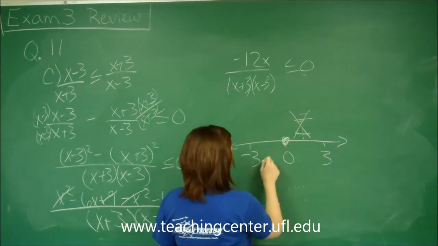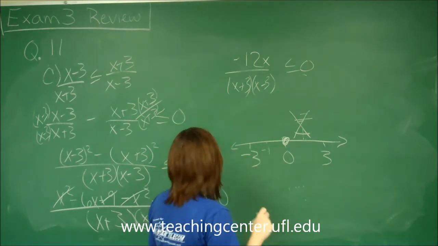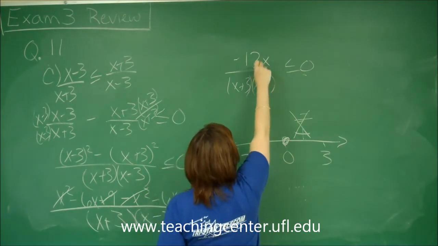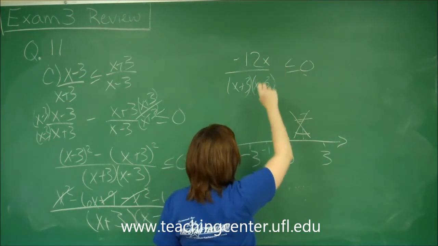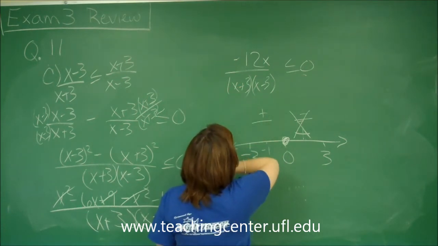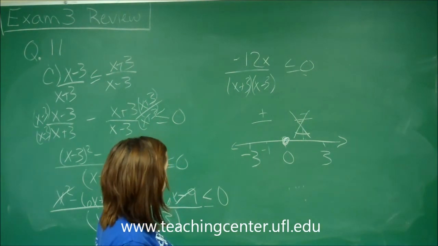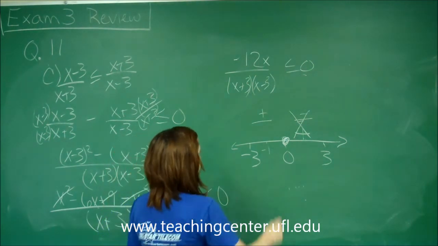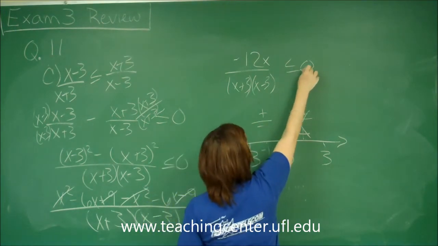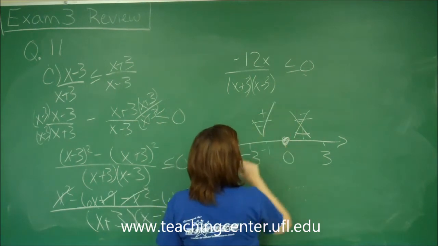And then if I test negative 1, I get negative 1 times negative 12 is positive 12. So it's positive over negative 1 plus 3 is positive times negative 1 minus 3 is negative. So it's a positive over a negative, which is a negative, and that is what we want because that is less than 0. So that is good.